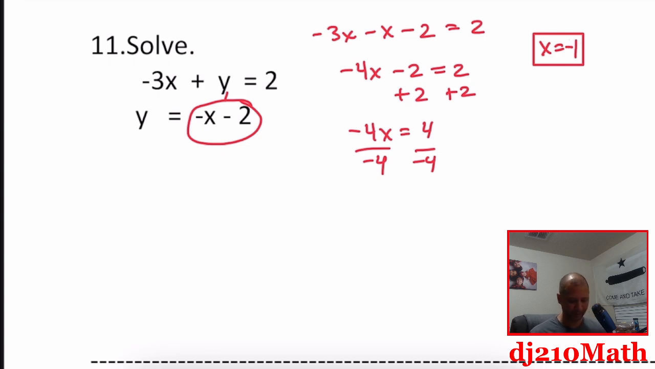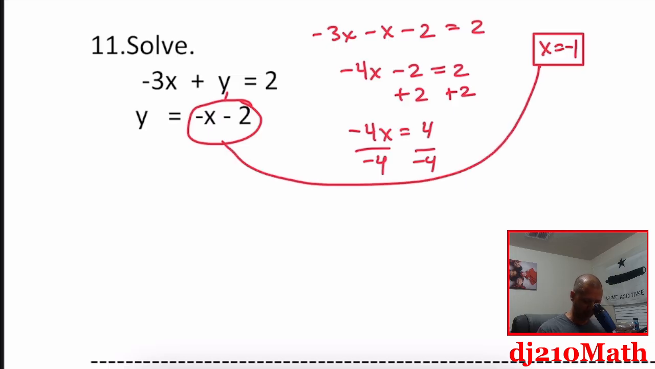Negative 1. So when we plug in negative 1 into the x, we have to be careful of the negative signs. Because y is equal to negative x minus 2, but x is negative 1. So negative times a negative will turn that into a positive. So basically y is equal to positive 1 minus 2, which we know is negative 1.